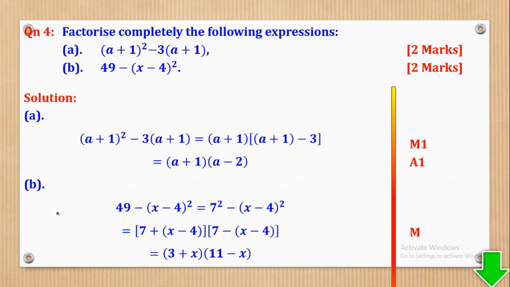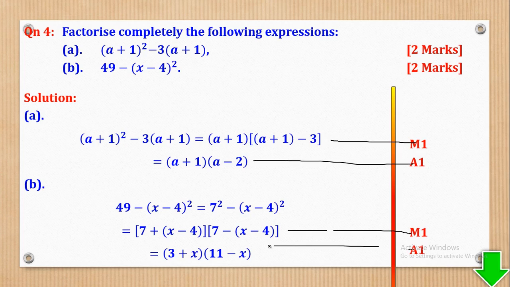So now let's see how much can be awarded. M1 for this and factorizing out, and M1 and A1 for that. Then M1 for this step and A1 for that step.